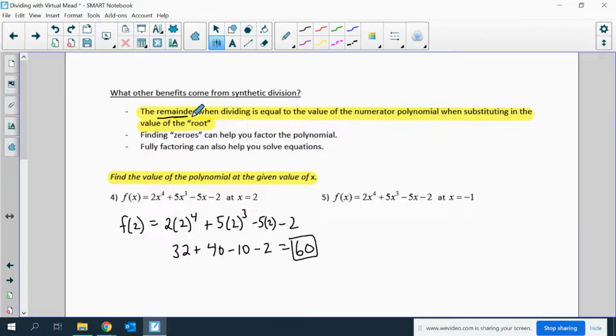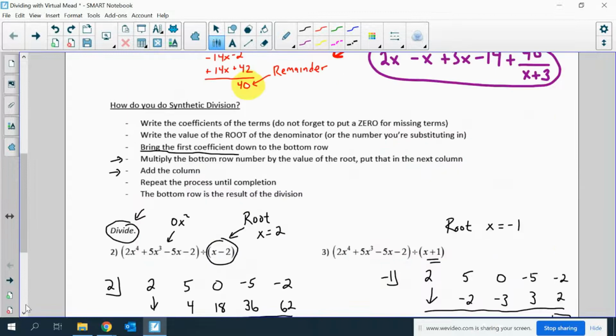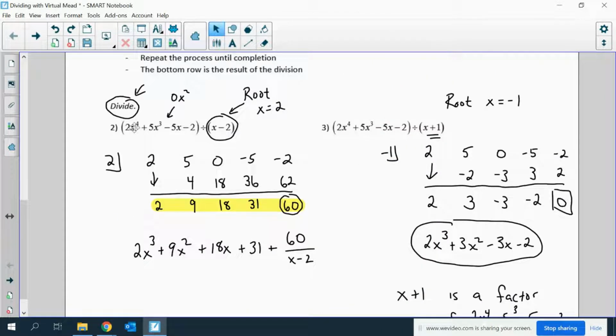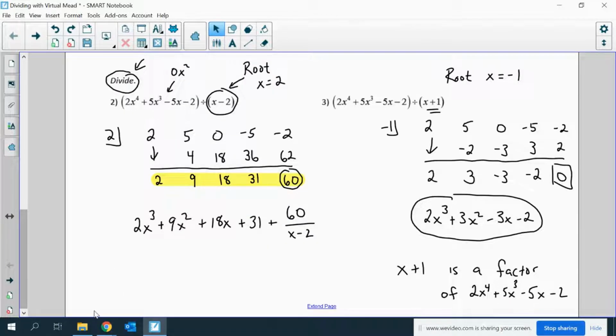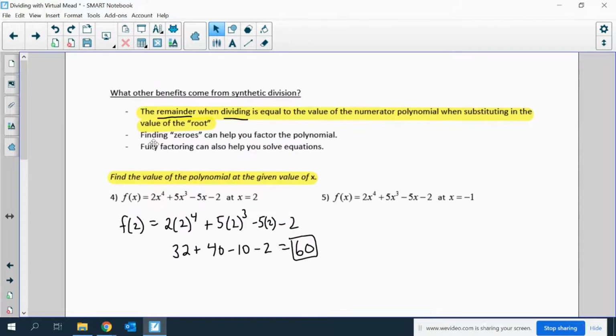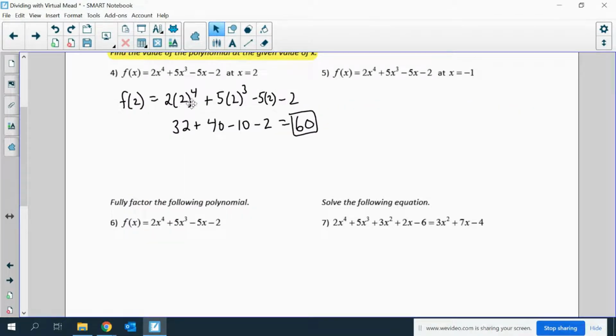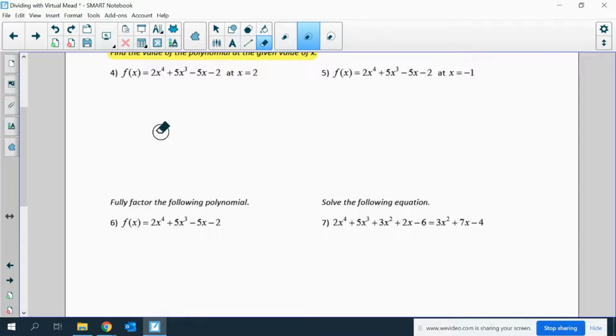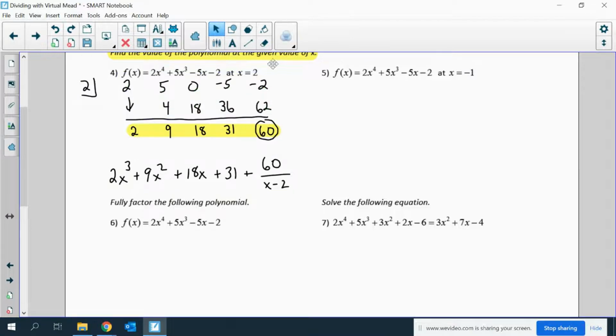But also notice the remainder when dividing is equal to the value of the numerator polynomial. So notice what we did up here. We divided this by x minus 2, which means it had a root of 2. And so if I did this process right here, what I would end up with is 60. And so I can do the exact same thing and get a value.